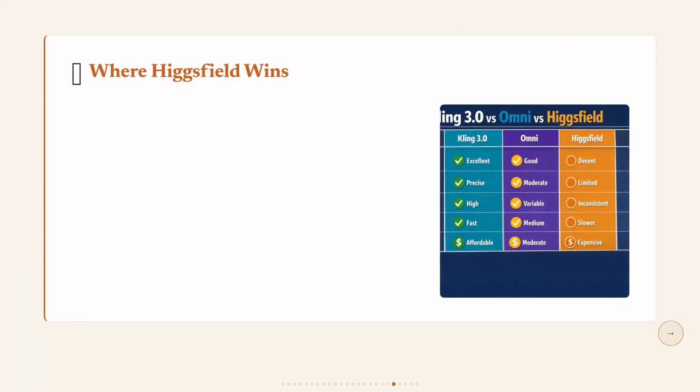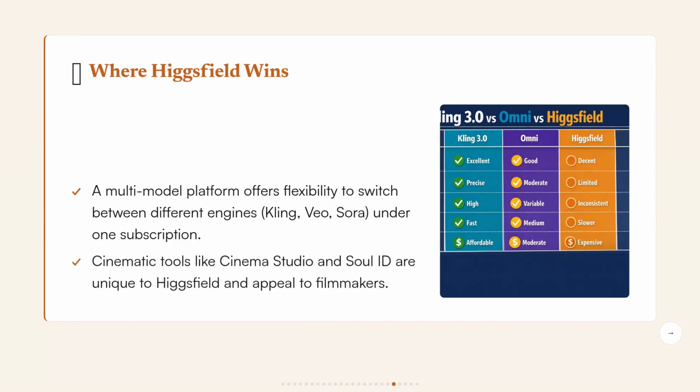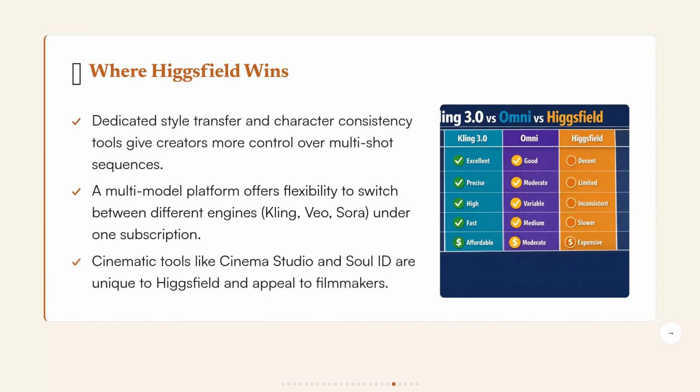Alright, so where does Higgsfield actually beat Kling? 3 specific things. It has purpose-built style transfer and character consistency tools baked right in, which Kling just doesn't have. You get access to 15 plus models under one subscription, including Kling, Veo, and Sora. And Cinema Studio Plus camera move controls give you a more directed cinematic look.